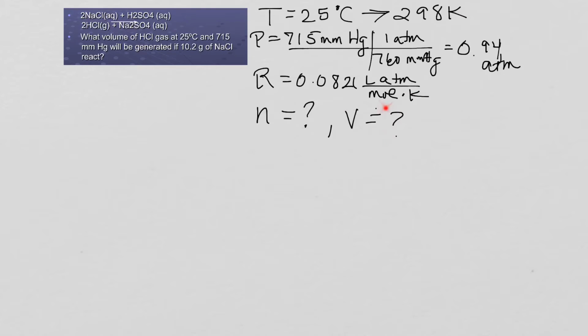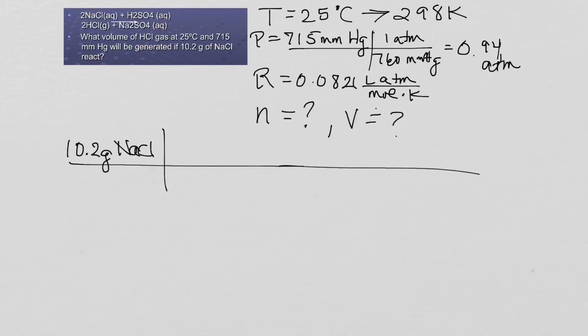The problem asks for volume, and we don't have moles yet, but we do have grams, and we have grams of a different substance. Do a little stoichiometry, we can achieve this. So that's this first step. So if we take our 10.2 grams of NaCl, turn it into moles of NaCl, then we can convert moles of NaCl into moles of hydrochloric acid. So that's the end game. I'm going to set up a traditional stoichiometry problem here.